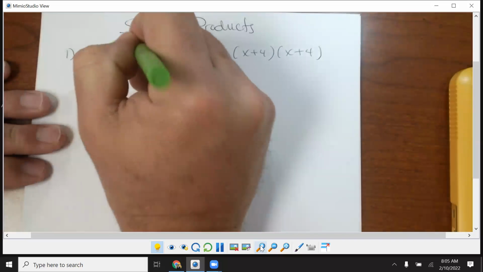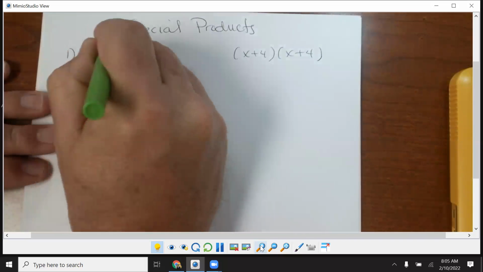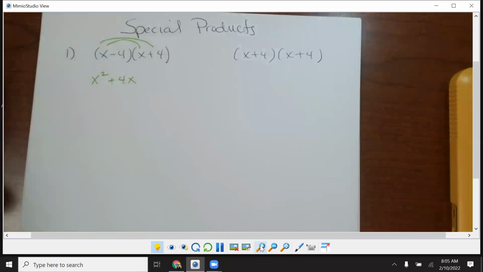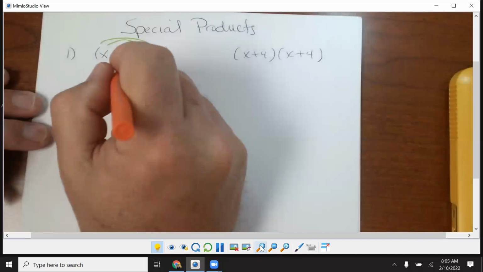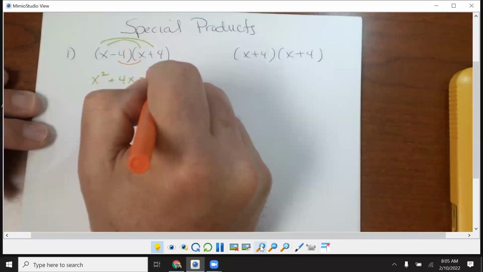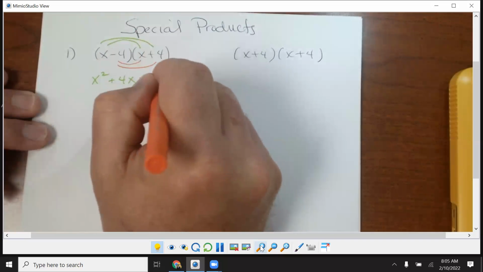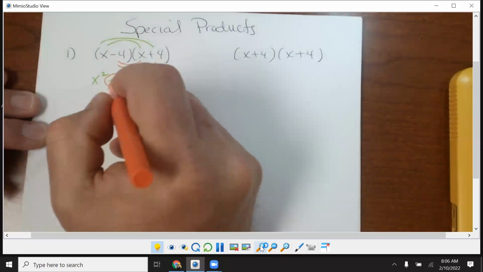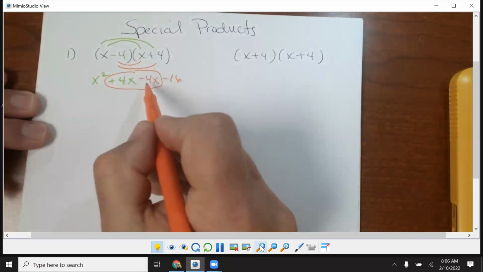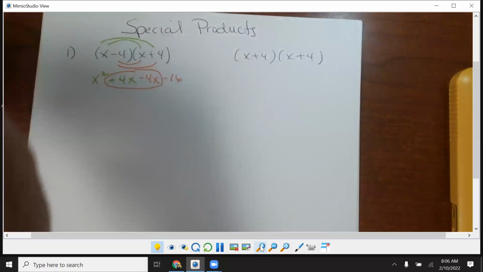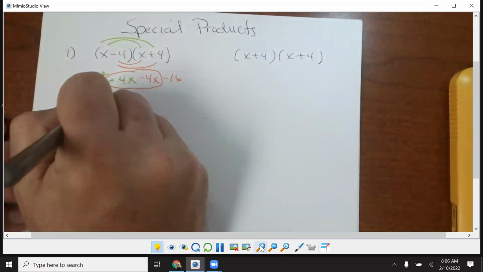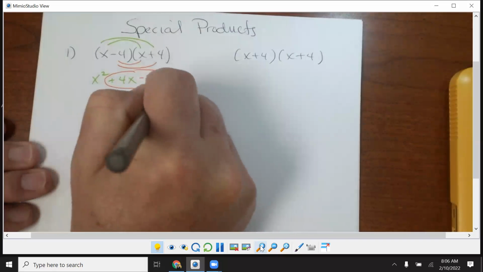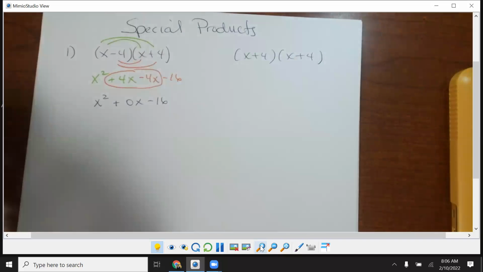All right, so x times x is x squared. X times 4 is 4x. Now we go to the other one, negative 4. Negative 4 times x is negative 4x. Negative 4 times 4 is negative 16. We always combine the terms in the middle. If you have 4 x's and you take 4 x's away, you end up with 0 x's. So we have x squared plus 0 x's minus 16. All right, let's go ahead and do the other one.